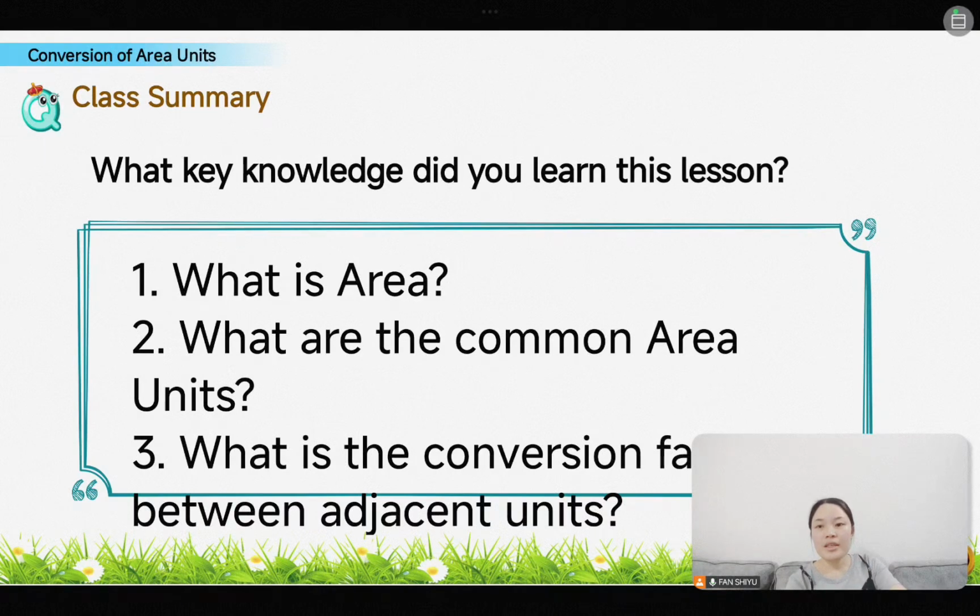Now, in this class, what key knowledge did you learn this lesson? First, what is area? Second, what are the common area units? Third, what is the conversion between adjacent units? I think all of you can solve the problems.